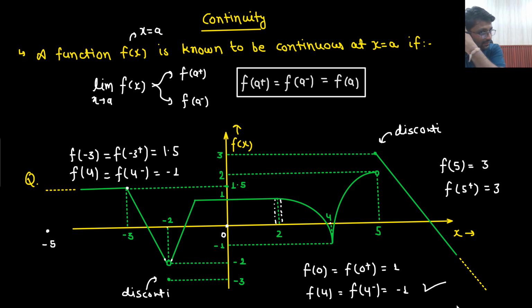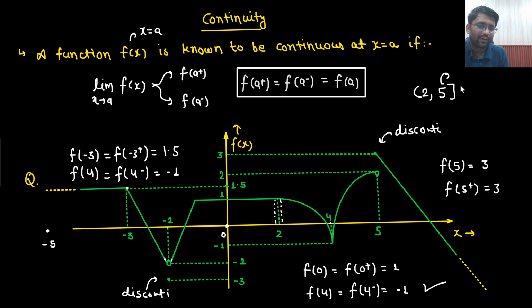More questions I can ask. What question will I ask? Is it continuous between 2 to 5? Give the answer. 2 to 5. Sir, at 2, 3, 4, everywhere it is continuous.